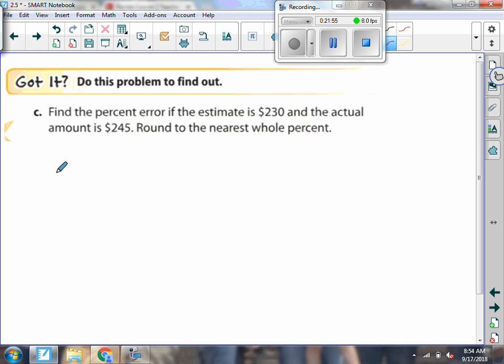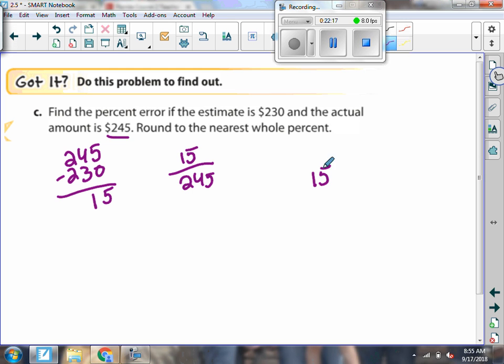So we need to find our difference. That'll be 245 minus 230. So we subtract 5 minus 0 is 5, 4 minus 3 is 1. So that's a $15 difference. So this will be 15 over, what was the actual price? It was 245. So I'm going to divide 15 divided by 245.